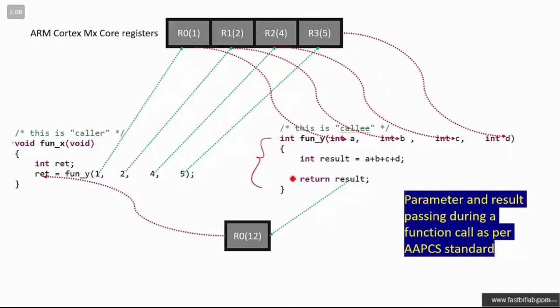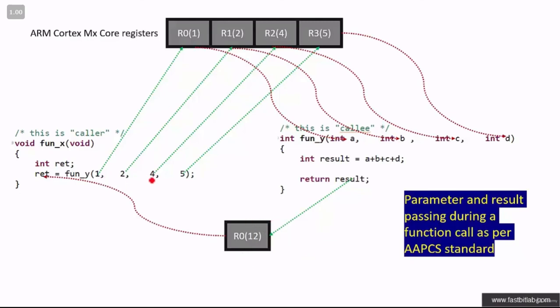When function y wants to return the result, it will always use the register R0. It copies the result to R0. If the result is 64 bits, then 2 registers are used, R0 and R1. So the higher 32 bits will go here and the lower 32 bits will go here. That's how the result is returned back to the caller.